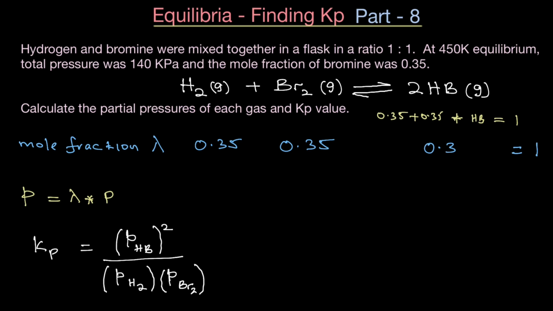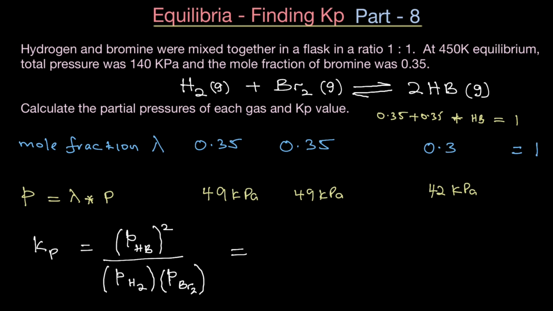So if we times the mole fraction by the total pressure, for hydrogen, we get 0.35 times 140 kilopascal. So that will be 49 kilopascal. Likewise, for bromine, it will be 49 kilopascal. For hydrogen bromide, it will be 42 kilopascal. Now we can use that for the calculation of Kp.